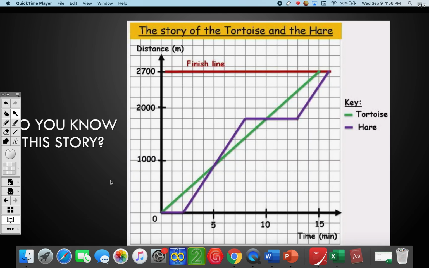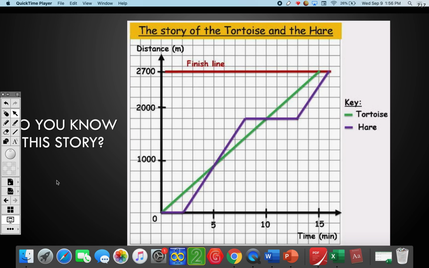Okay, what about the story of the tortoise and the hare? Well, if you know the story, the hare thinks that he is the fastest animal on the planet, and so he challenges the tortoise to a race. And the tortoise says, sure, why not? So the tortoise takes off, and he goes at a constant rate. And I know it's a constant rate because it's a straight line.